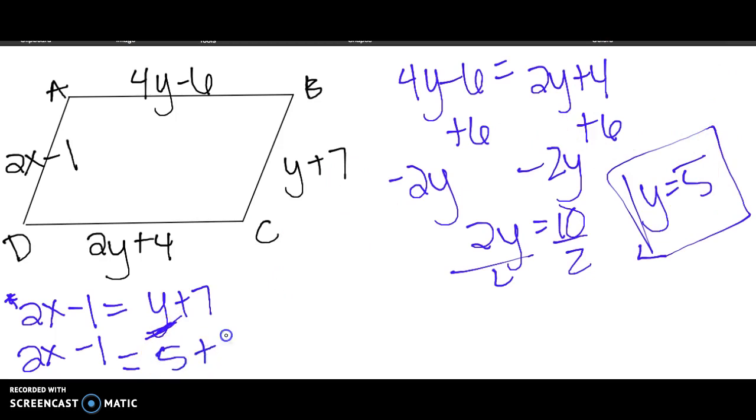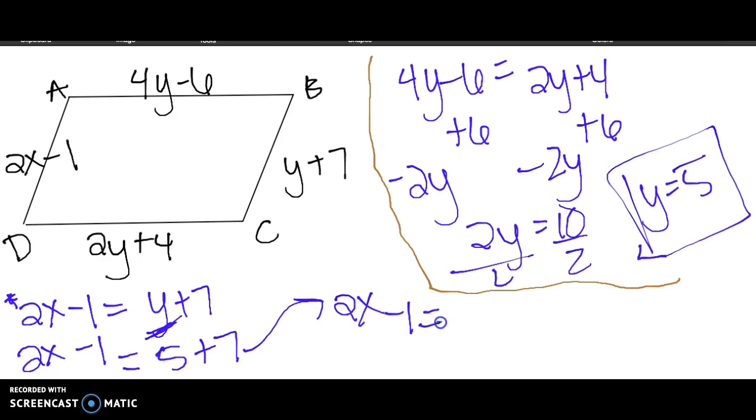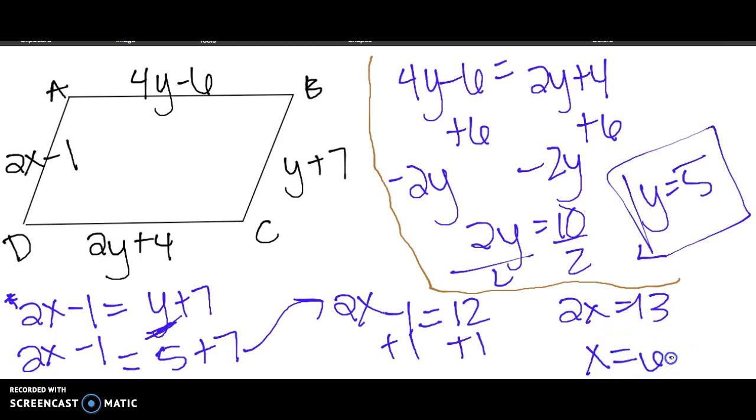So 5 plus 7. I'm going to give us a little divider right here. So that was that question. If I go over here, that makes me have 2x minus 1 equals 5 plus 7 is 12. Add 1 to both sides, so you get 2x equals 13. Divide by 2, you get x is 6.5.